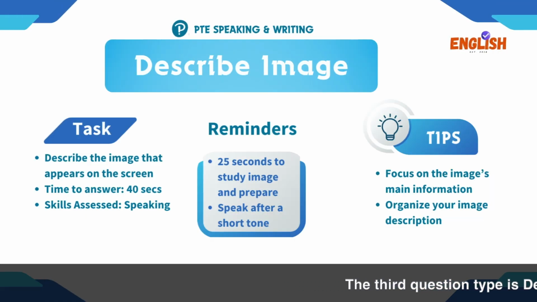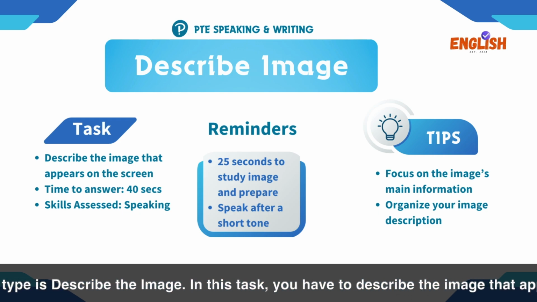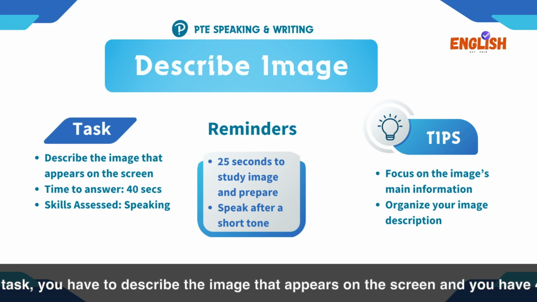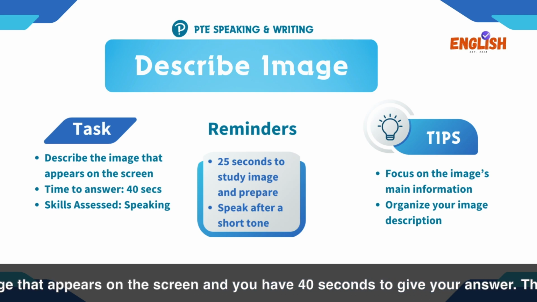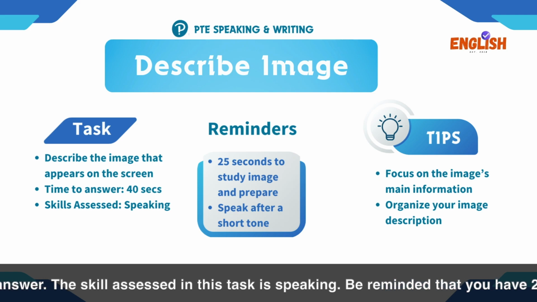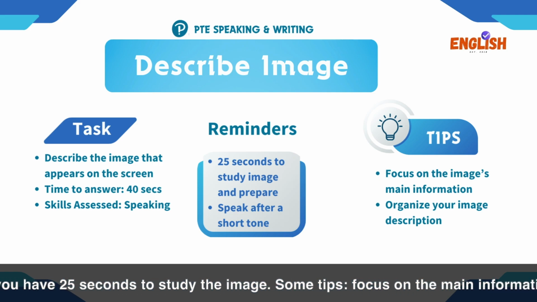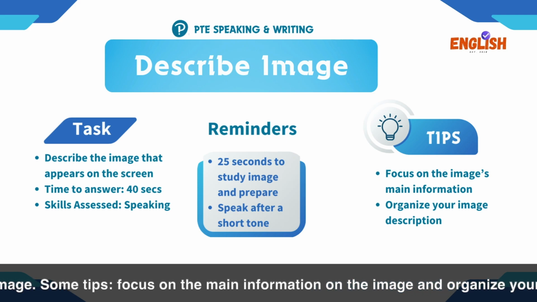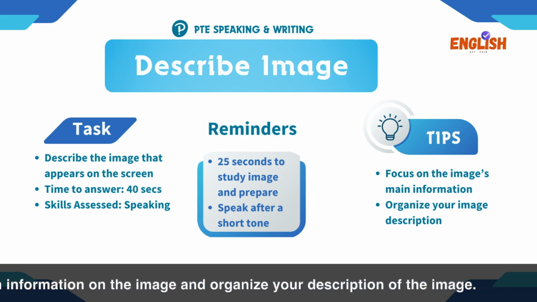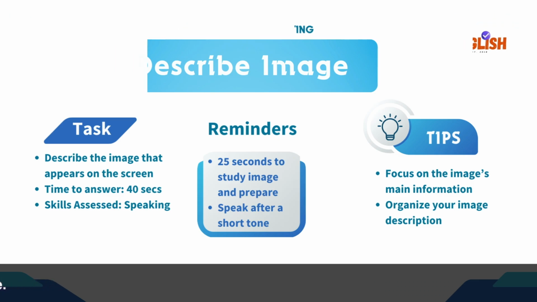The third question type is describe the image. In this task, you have to describe the image that appears on the screen and you have 40 seconds to give your answer. The skill assessed in this task is speaking. Be reminded that you have 25 seconds to study the image. Some tips. Focus on the main information on the image and organize your description of the image.